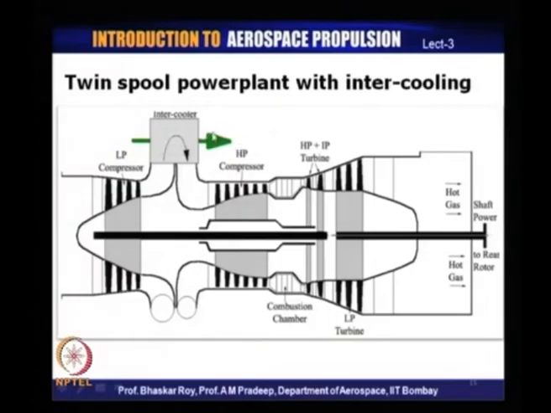This is a twin spool power plant, a variant of gas turbine engine often used in land based gas turbine, in which intercooling is used. That means, between 2 sets of compressor, the air is cooled down and then again compressed, and this intercooling, as we shall see later on through the process of thermodynamics, produces a higher efficiency of the entire engine, and this higher efficiency is often used in various power plants.